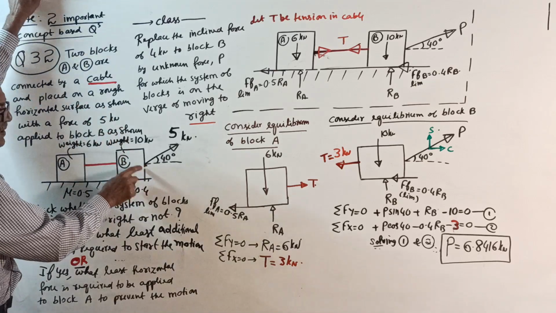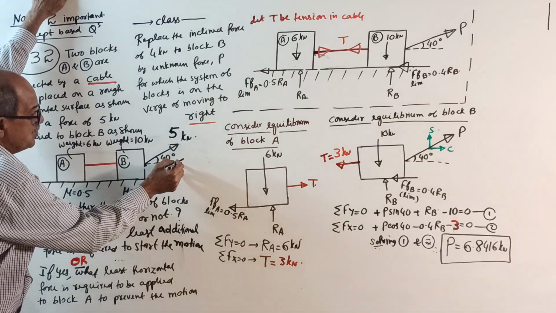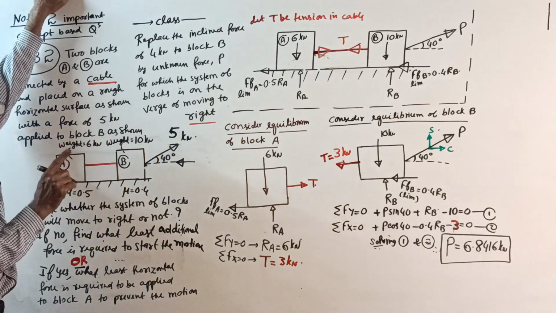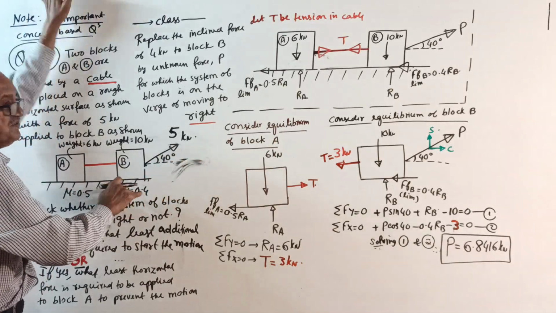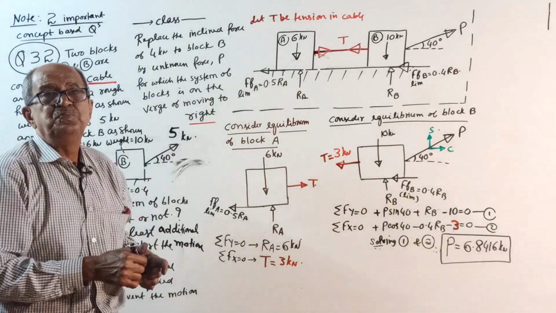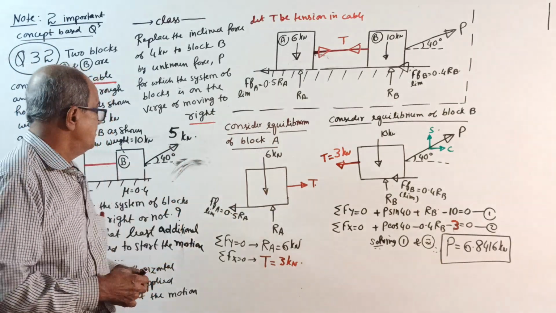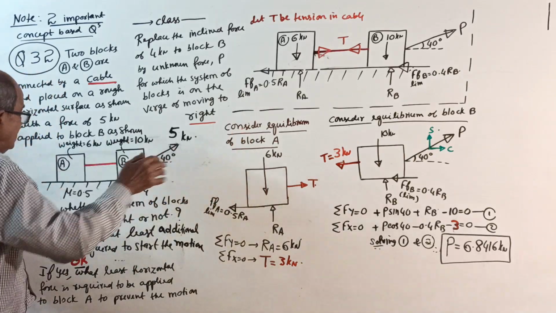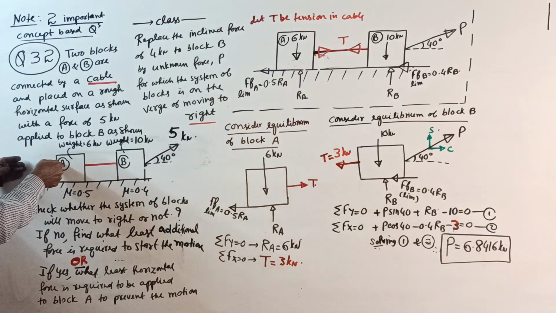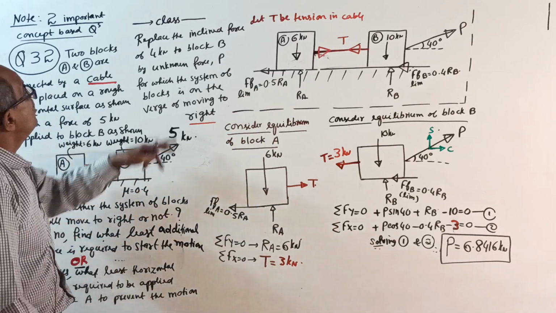If they tell for B, then you are right: this way force. Then to prevent the motion, you should take P this way, a pushing force. When the system is being pulled, to prevent it, you have to push it back. But here, they don't want to mix up. When it is moving that side, they will tell here how much horizontal force is required. Okay, now class.